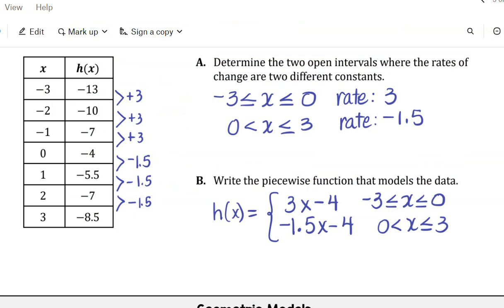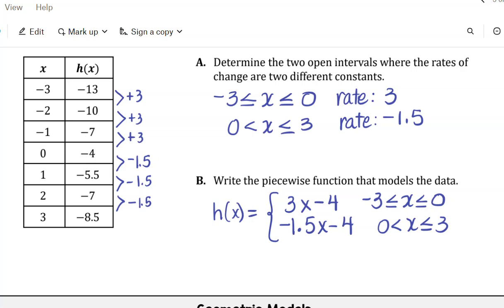Part A says determine the two open intervals where the rates of change are two different constants. The first one is 3. So from when x is -3 to 0, the rate is +3. But when the x values go from 0 to 3, the rate changes to -1.5.